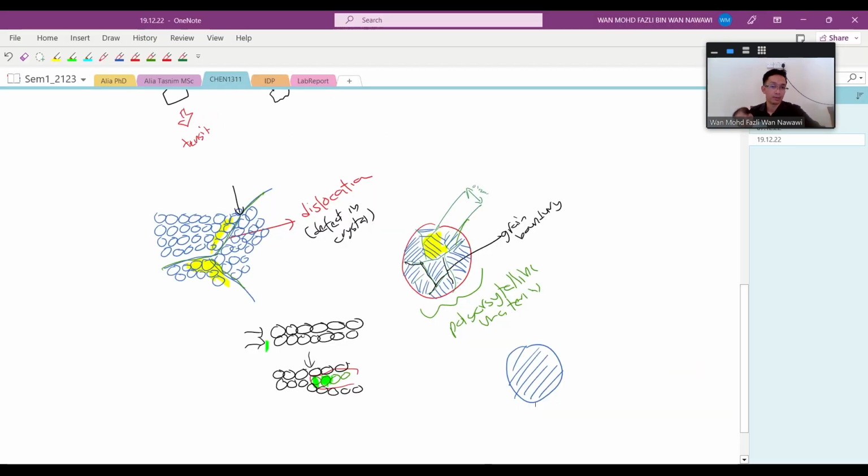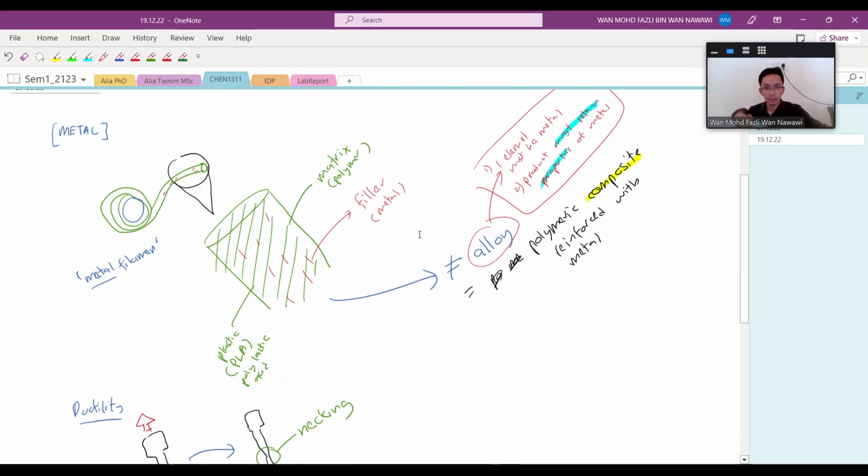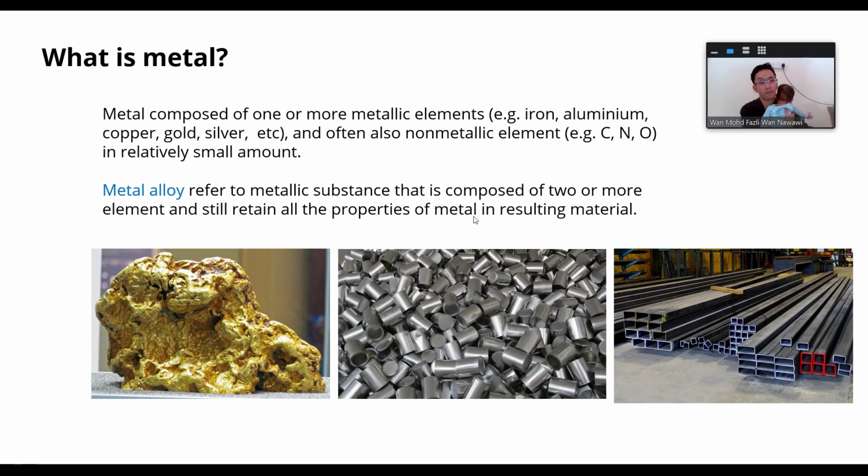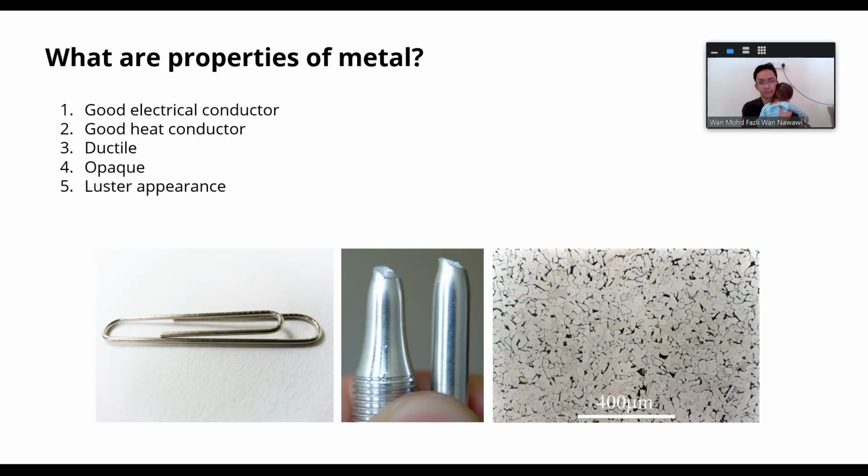This thing, if you try to bend the filament, what will happen? It will just snap like that. That's a telltale sign that this is not really an alloy. This is more like a composite, a polymeric composite. So an alloy must retain the metallic properties. The product must retain all the properties of metal in the resulting material. That's an important part to differentiate between an alloy and a composite that has metal inside it. So that is metal, alloy, properties of metal, and then what else do we want to learn.